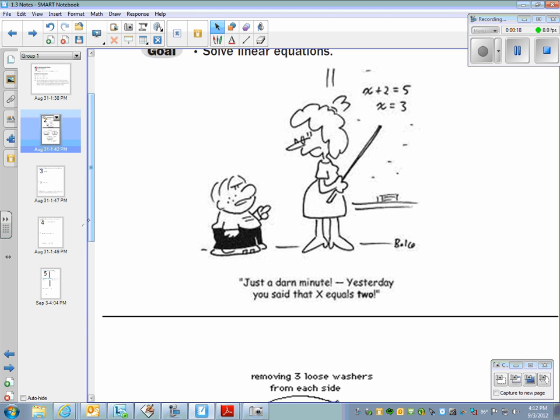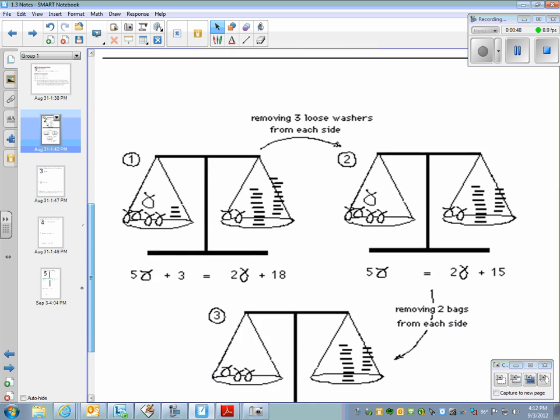So he's saying, just a darn minute. Yesterday you said that x equals 2 and now it equals 3. That's one of the big ideas here: just because we usually use x, just because we always have. I mean, sometimes people just do things because they've always done it. So that's the first lesson to learn from this: it's okay if a letter equals a different number today than it did yesterday, or from problem to problem.